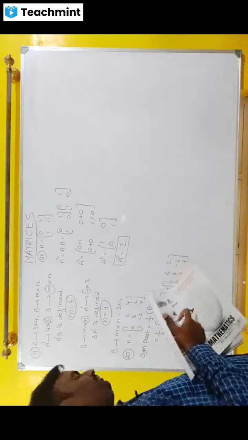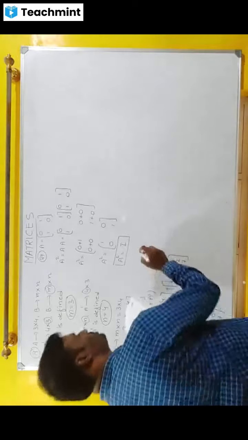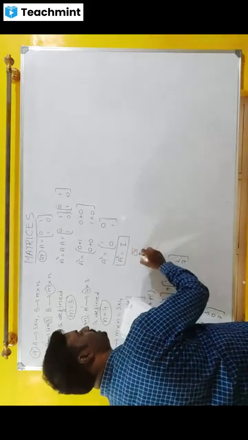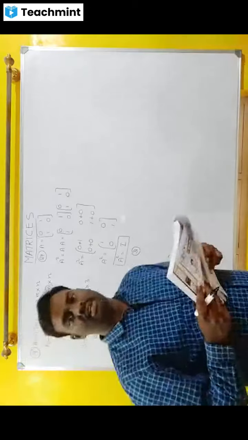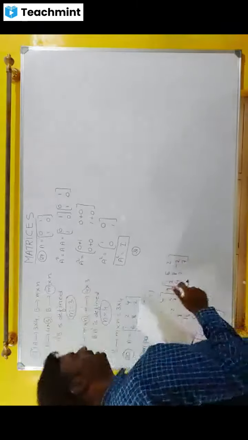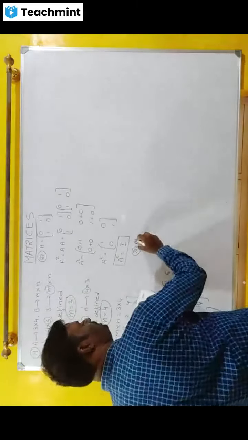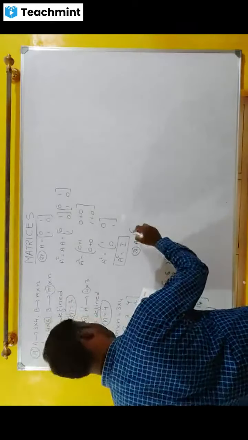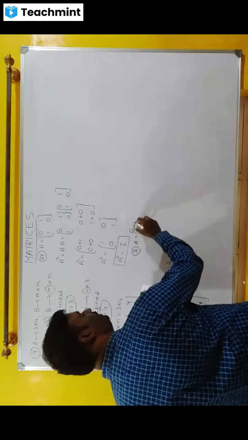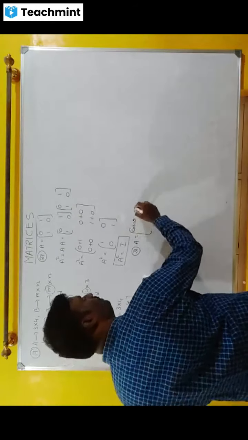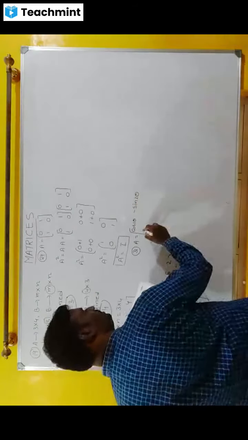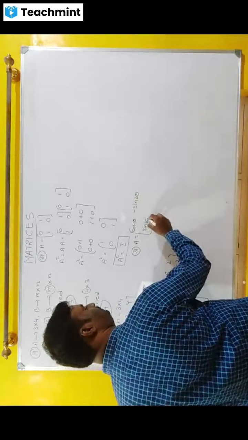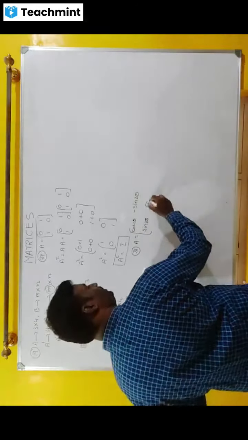Okay. Next, we will discuss question number 31. This 31st question was asked in KSET 2017. It is also an important question. Let us see what the 31st question is. A equals cos 2 theta, minus sin 2 theta, sin 2 theta, cos 2 theta.